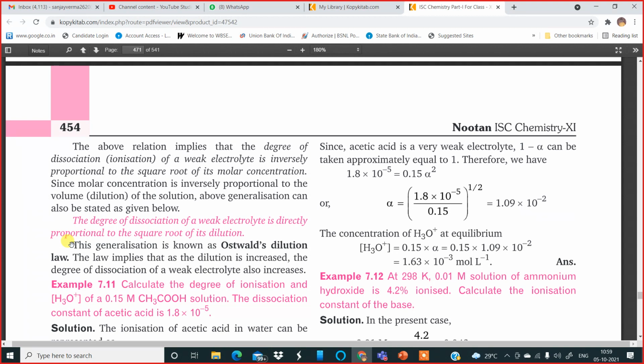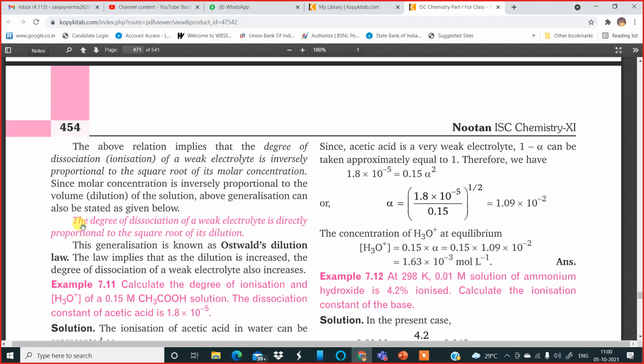Ostwald's dilution law means that as the dilution is increased, if you make an electrolyte more and more dilute, the degree of dissociation of the weak electrolyte also increases. That means more and more ions will be found in the solution of the weak electrolyte. So please learn it just now only, this one.